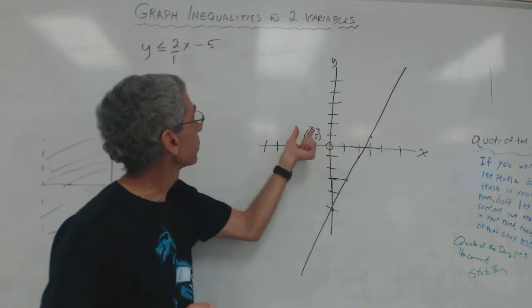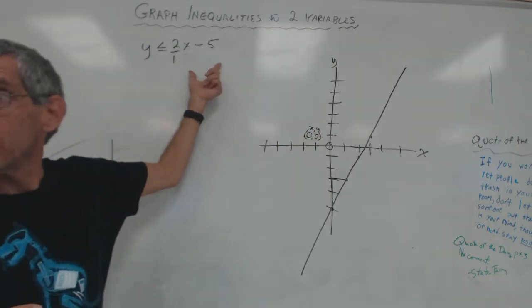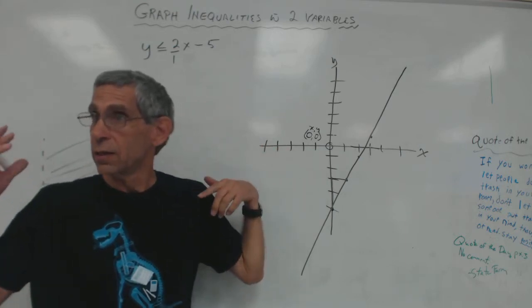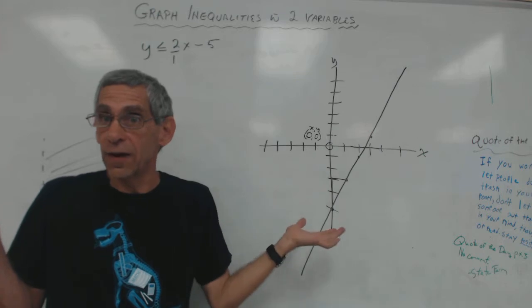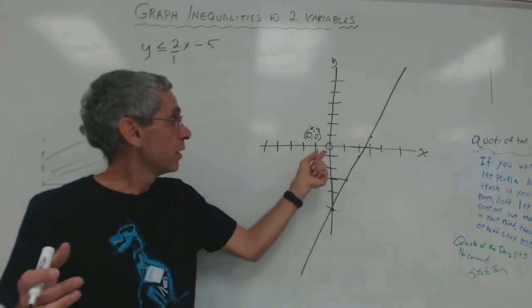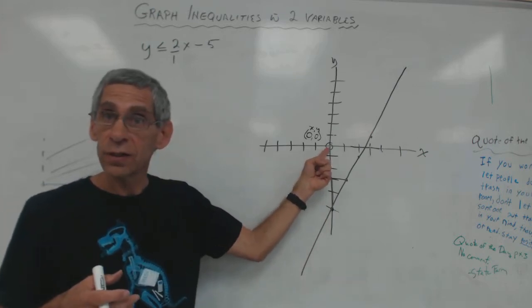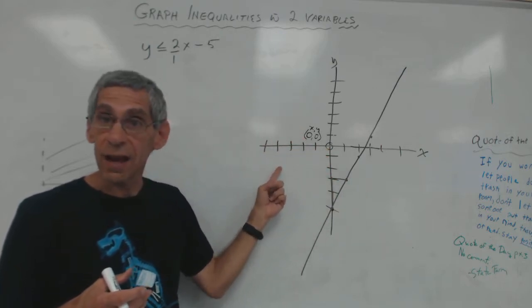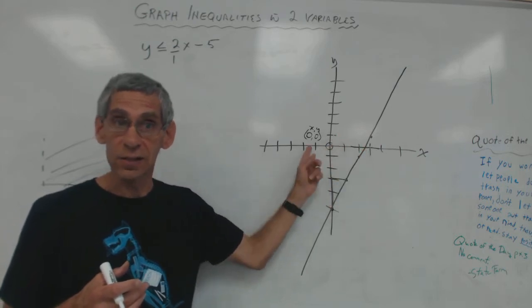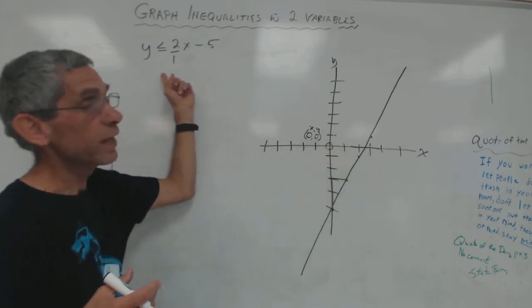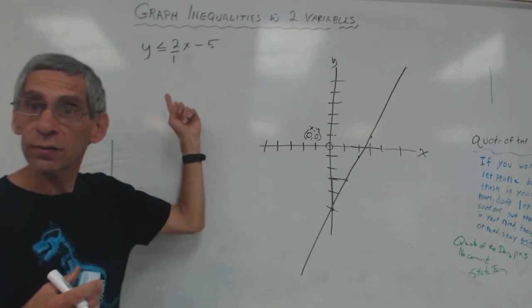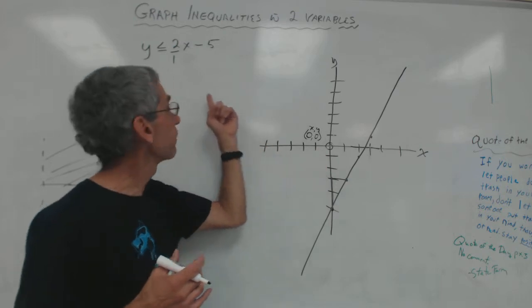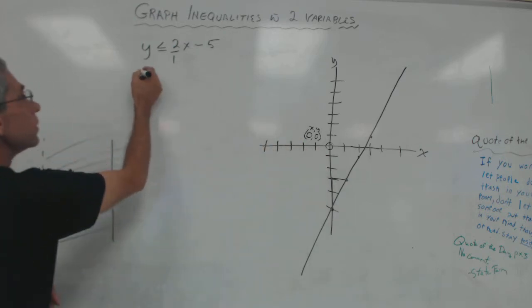We're going to take the x and y and substitute in here. If we get a true answer, like 4 is bigger than negative 5, then that is a solution to this inequality. That means everything on this side of this line is a solution. But what if we get a false answer? Okay, let's just try it.